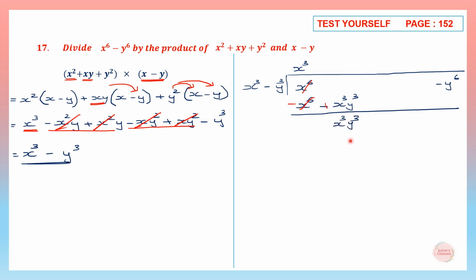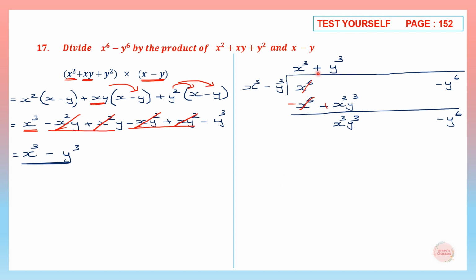Now take the first term here. Now don't forget to put this down. Let's write that also down. Minus y to the power of 6. Take the first term here and divide it by the first term. So here it is x to the power of 3 into y to the power of 3 divided by x to the power of 3. So here, as you can see, this will get cancelled. And what is left is y to the power of 3. So let's write that plus y to the power of 3.